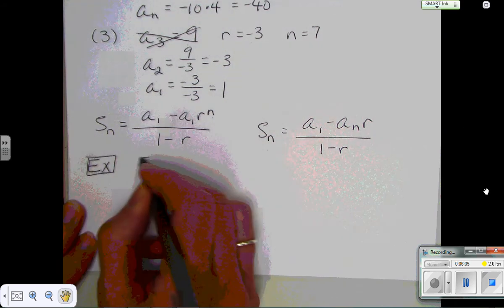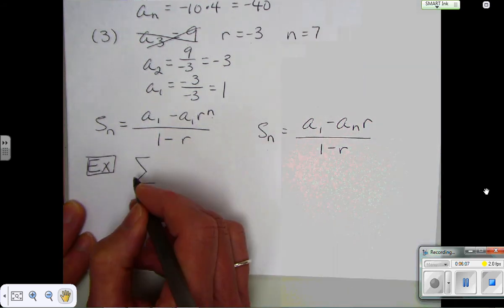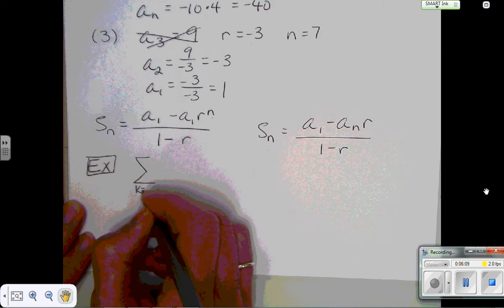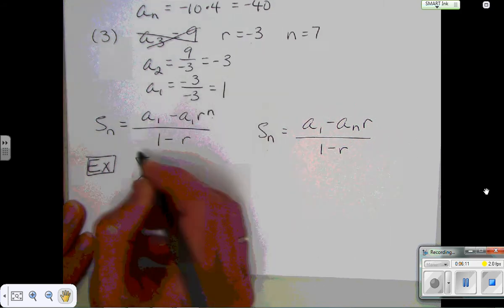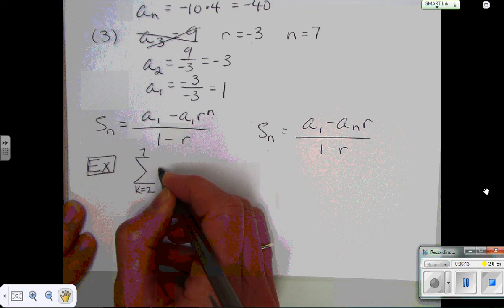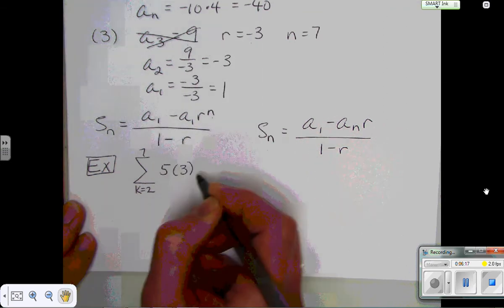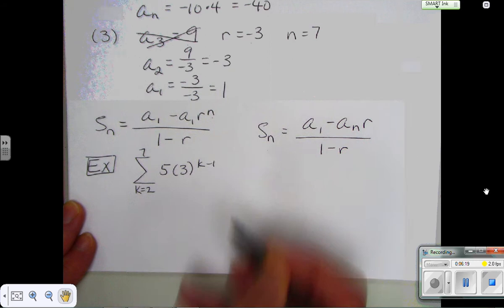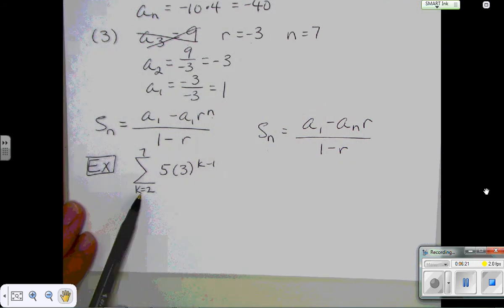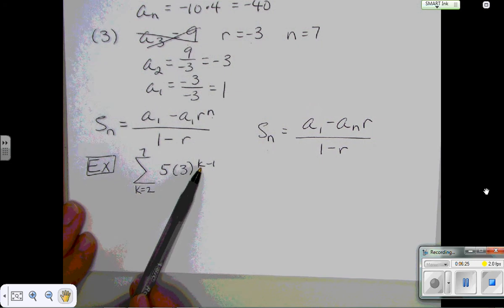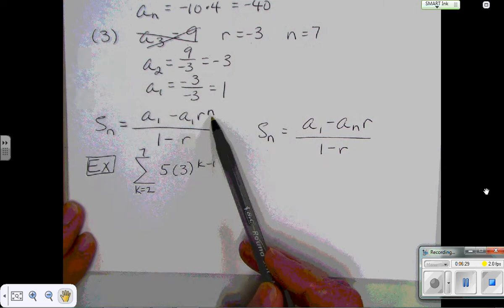It gives you a sigma notation, which means to find the sum. And it gives you the first k value, the last k value to use, and then the function. So this k is the value that they want you to plug into the function. It's not the same thing as the n right here.